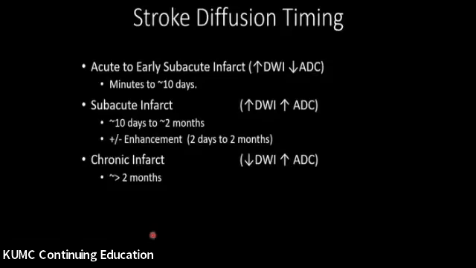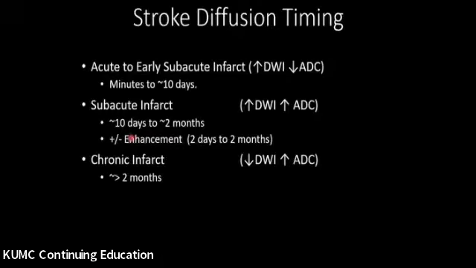But for the diffusion restricting appearance of bright DWI and black ADC signal, that's going to show up within minutes and last up to a couple weeks. Subacute infarct, the bright DWI and the T2 shine through appearance, where it has now elevated ADC, that might take a couple weeks and last up to a couple months.